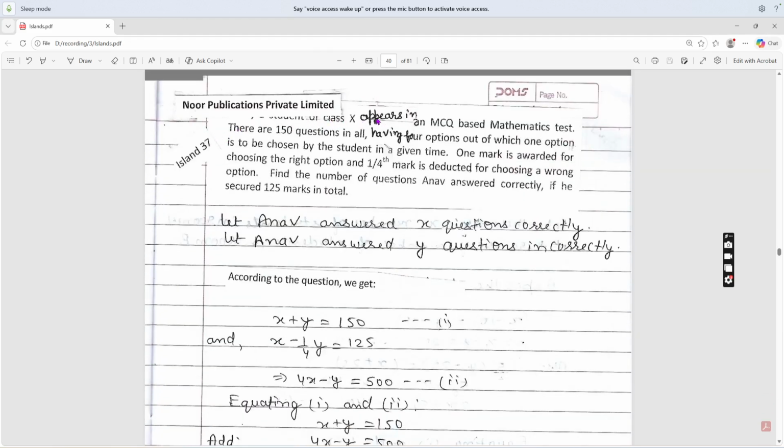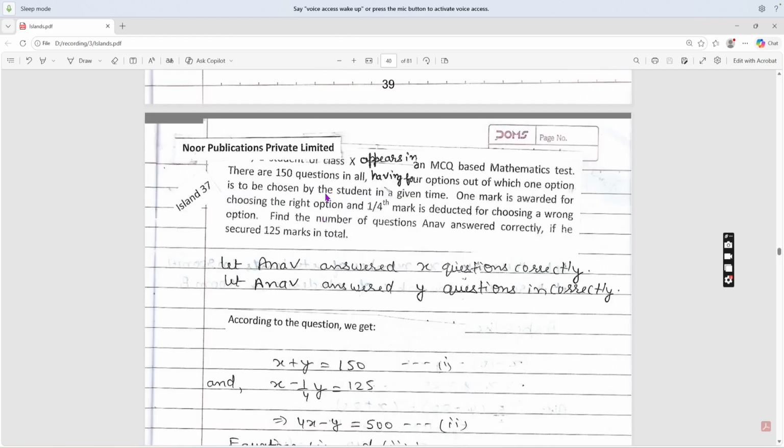In class 10, some students are appearing in a test in the form of MCQ, based on a mathematics test. There are 150 questions in all, having 4 options, out of which one option is to be chosen by the student in a given time. One mark is awarded for choosing the right option, and 1/4, meaning 25% marks, is going to be deducted for choosing a wrong option. Find the number of questions answered correctly if he secured 125 marks in total.